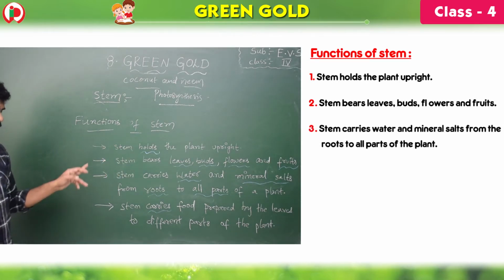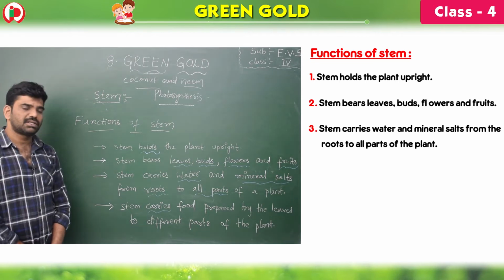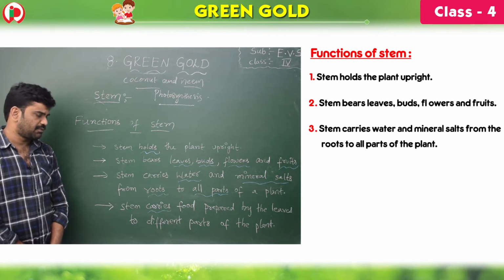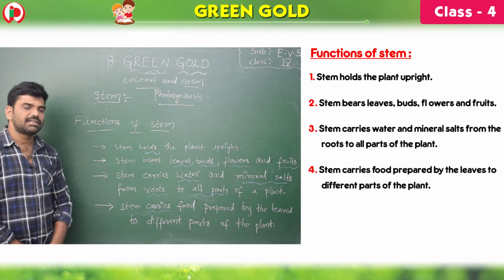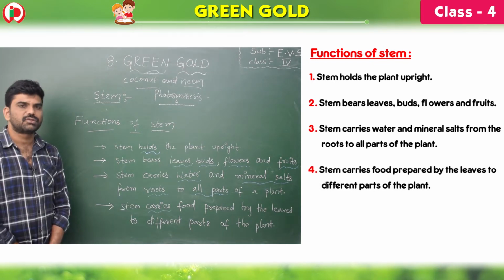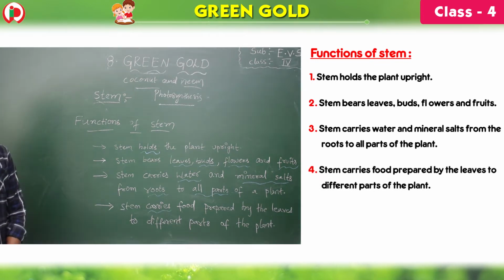Stem carries, as I already told you, water and mineral salts from roots to all the parts of a plant, and stem carries the food material from the leaves to the entire parts of a plant.